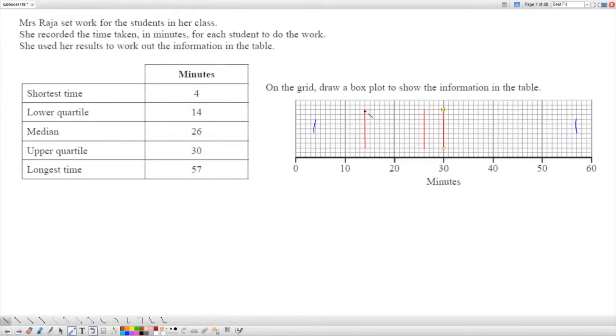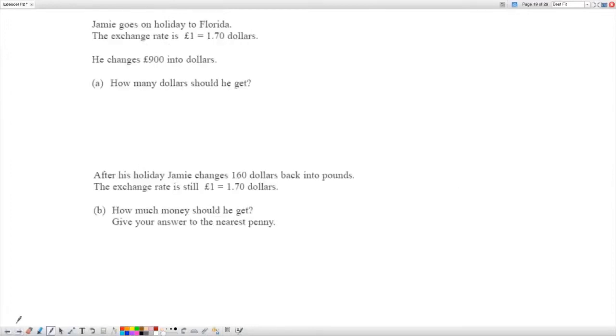Here, connecting here to the box, and then connecting out to our highest and lowest value. Making that line a bit neater. Do a straight line here, smaller value line, and here. So here we have our box plot: the shortest time, lower quartile, median, upper quartile, and the longest, the highest value here.